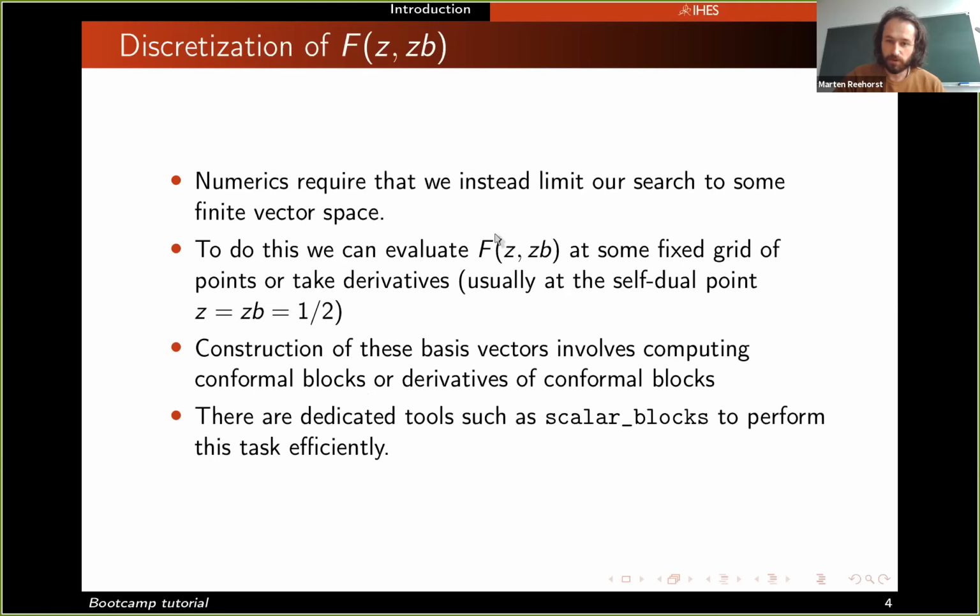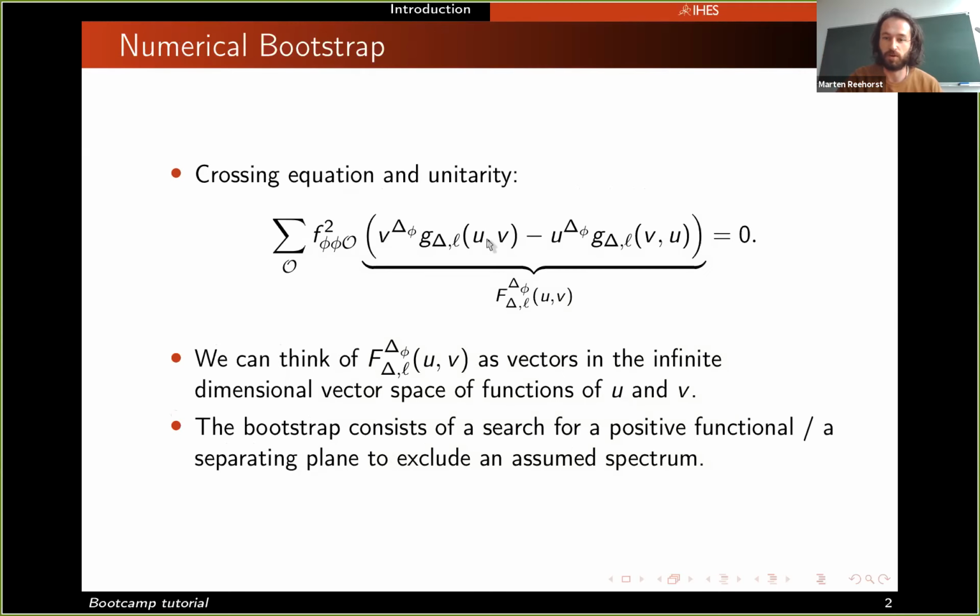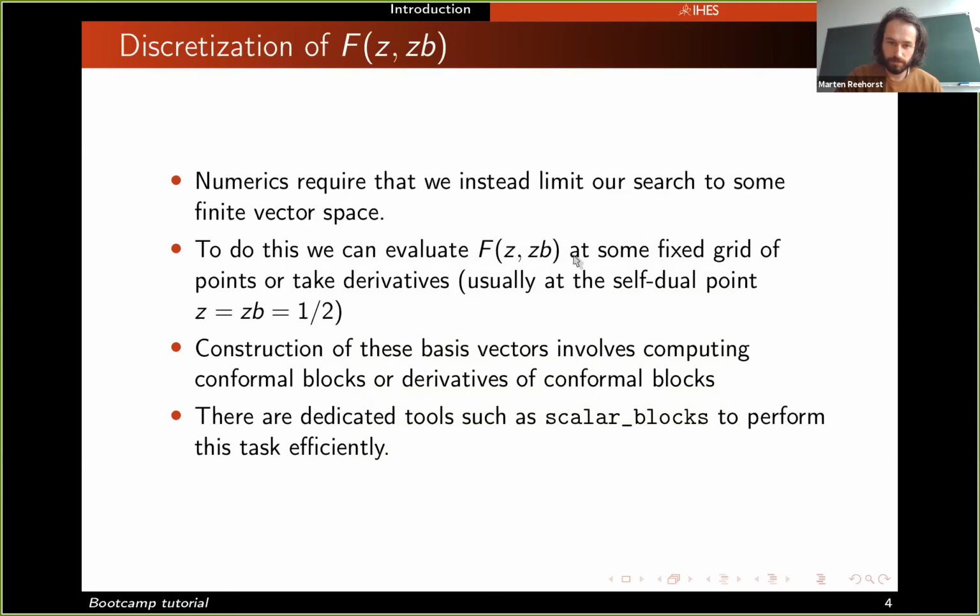So in order to construct such a vector of derivatives, you need to compute the derivatives of conformal blocks, because what is this function f? It's just a combination of conformal blocks times some factor of the cross ratio. As you include more and more components, you will have to be more efficient about doing this. Sorry, is there a question, or is this just some noise? I think there's no question. So there are some tools to compute this efficiently. We will, during this tutorial, go over some of the important tools.